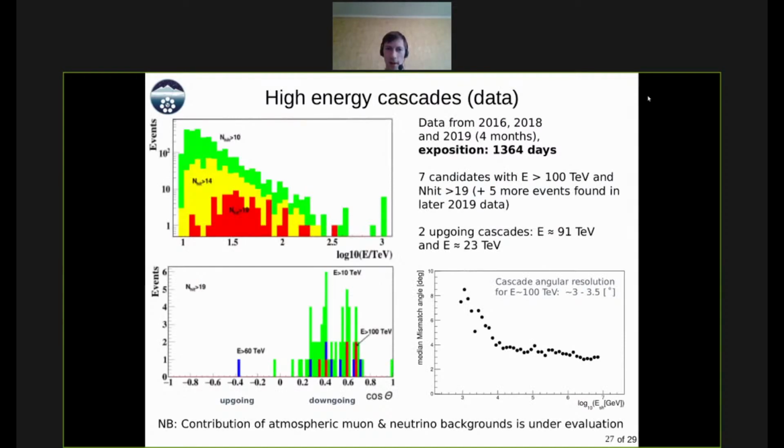So here are some details on the analysis. I don't have the time to go through the details. The message here is that we are looking for these events, with a tight enough cut on the energy, and also if you select zenith angle not affected by the background. Here we don't have a good estimate for the background yet, so it's not shown here. Anyway, we can see some events which look like they should be of astrophysical origin, particularly one upgoing event with energy of about 91 TeV. And by the way, the angular resolution in this analysis is expected to be about 3 degrees.